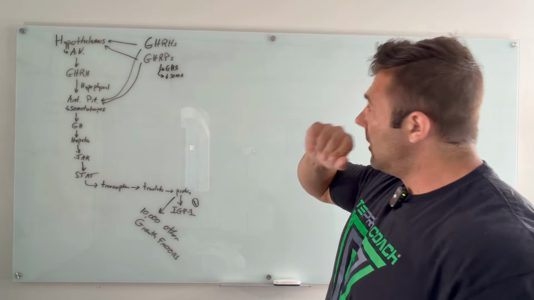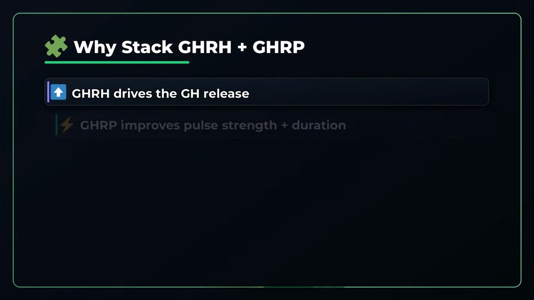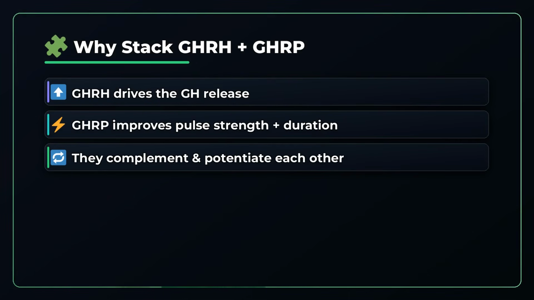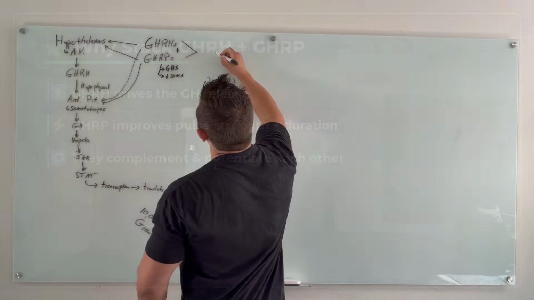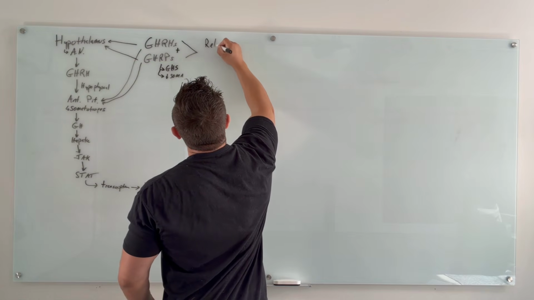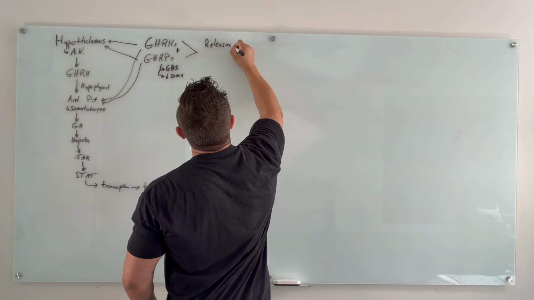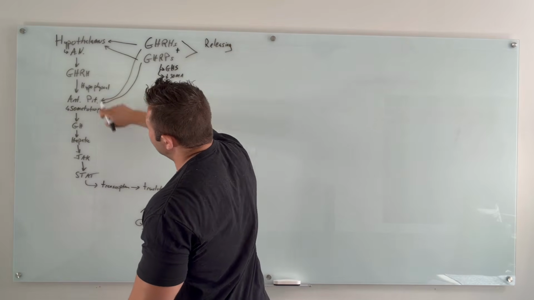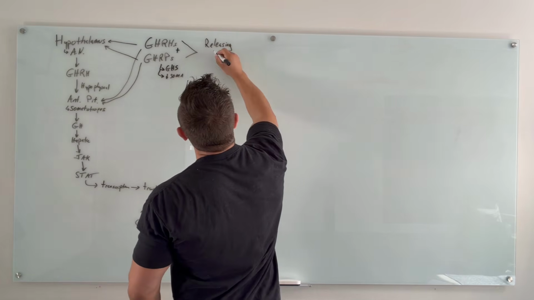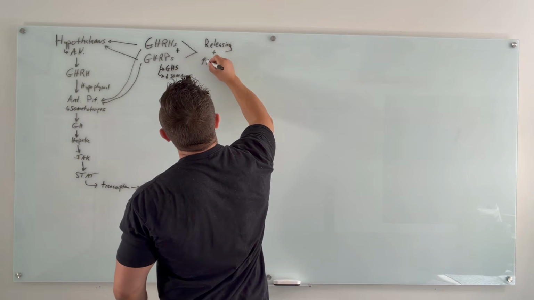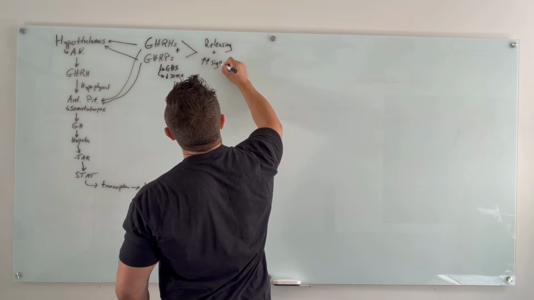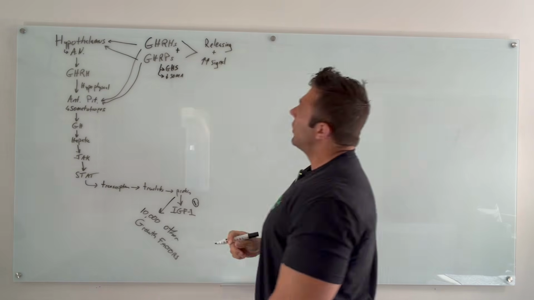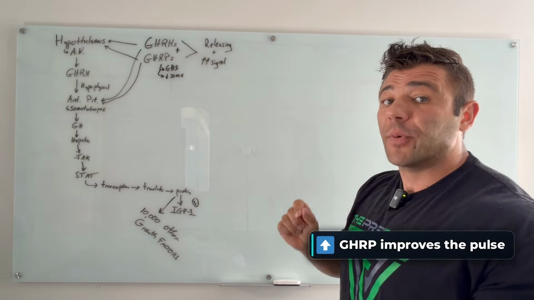And so that's why the best combination is to combine both of these. Because what do we get? If we combine them, we have the growth hormone releasing hormone actually doing the releasing of this entire cascade of growth hormone releasing hormone to get us growth hormone. But we also have the improved, I'm going to say, signal. So the growth hormone releasing peptides actually improve the pulse.